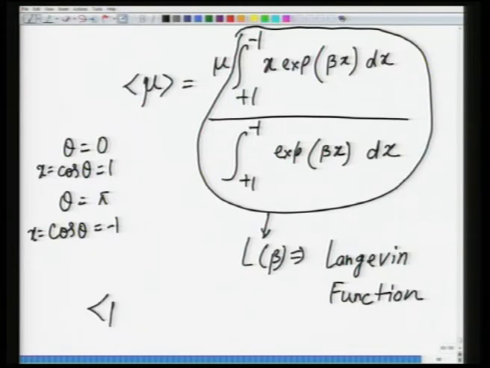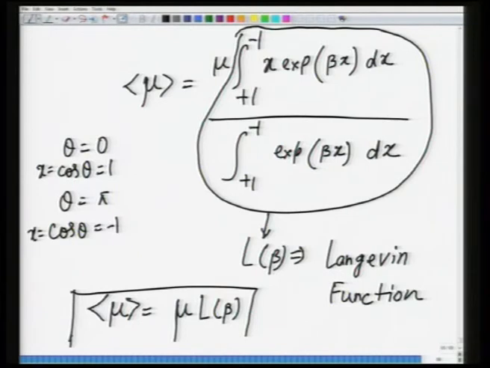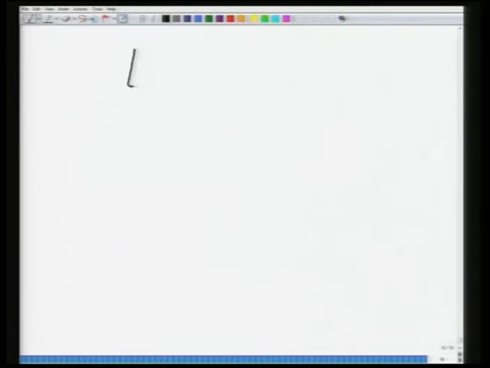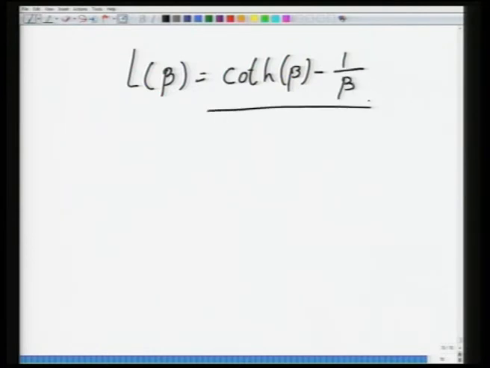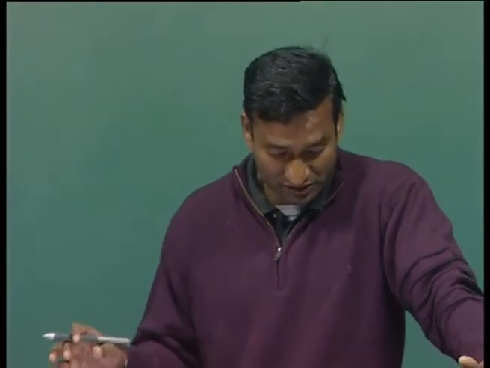So, this average mu becomes equal to mu L(beta). Now this gives rise to what is called a finite value of average mu. This Langevin function L(beta) is defined as coth(beta) minus 1 by beta. We are not going into the theory of the Langevin function, but basically coth of x is nothing but cosh x divided by sinh x, which you can represent in exponential functions of x.